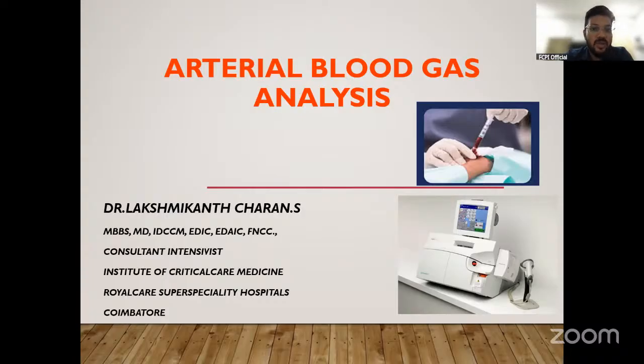Good evening, everyone. So happy to see everyone here in a good evening. And yeah, so today we are here for enlightening our knowledge on arterial blood gas analysis by Dr. Lakshmikant Charan sir. So before entering the presentation, I am very glad to introduce Dr. Lakshmikant Charan sir. He has completed his MD anesthesia from Kasturba Medical College, Manipal, and he has completed his IDCCM from Sundaram Medical Foundation. And sir has also completed European Diploma in Critical Care from Vienna and European Diploma in Anesthesiology and Intensive Care, Barcelona.